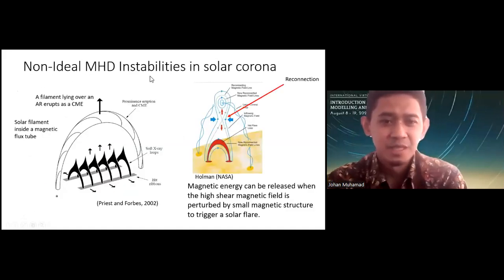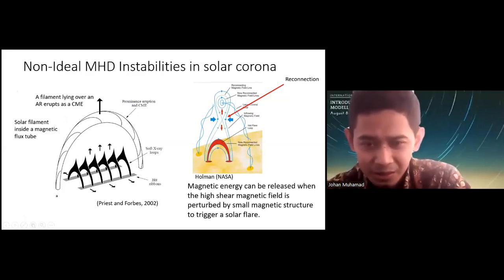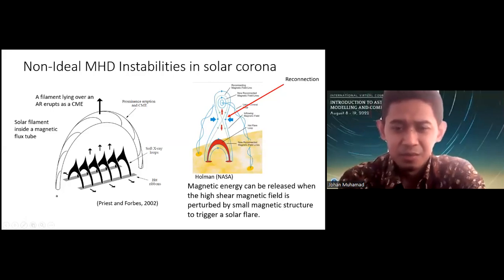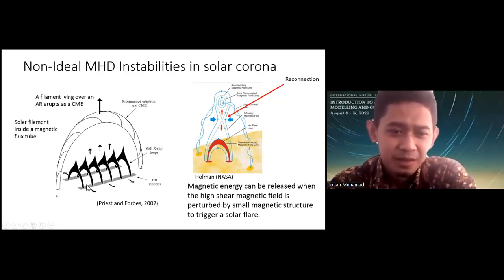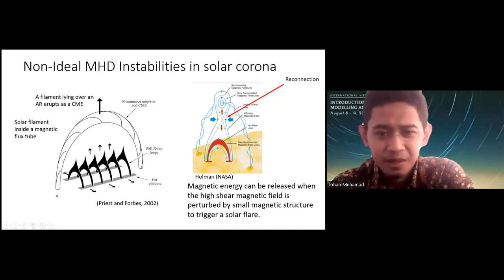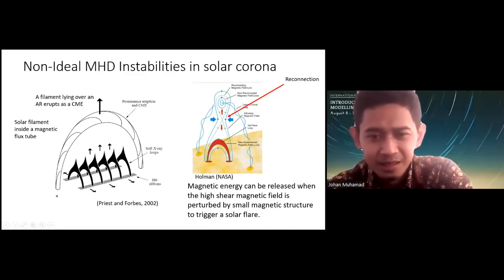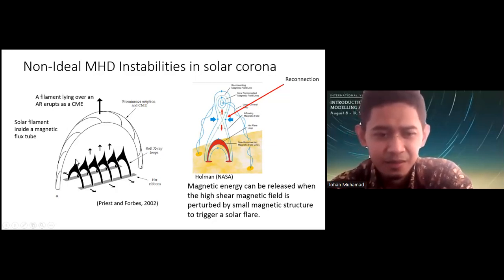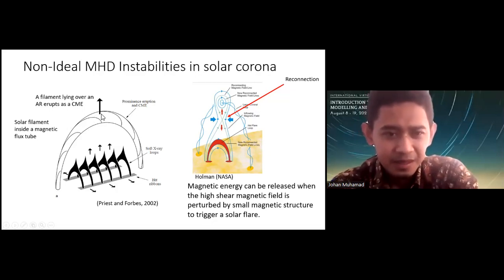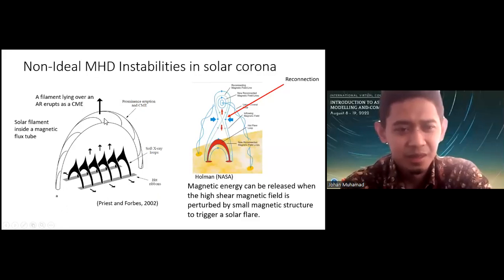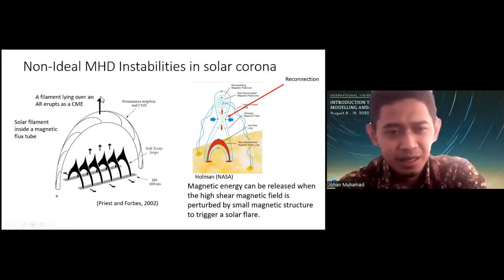Here are the non-ideal MHD instabilities in the solar corona. I already showed you this image, the conceptual image of the standard flare model in 2D and in 3D. Basically, we have a magnetic flux arcade like this one, and if something happens that makes magnetic reconnection occur above this arcade, then we have a magnetic flux tube like this one with a filament within it. Then with reconnection it becomes unstable and is launched as a CME. That's the basic concept of flare and CME.